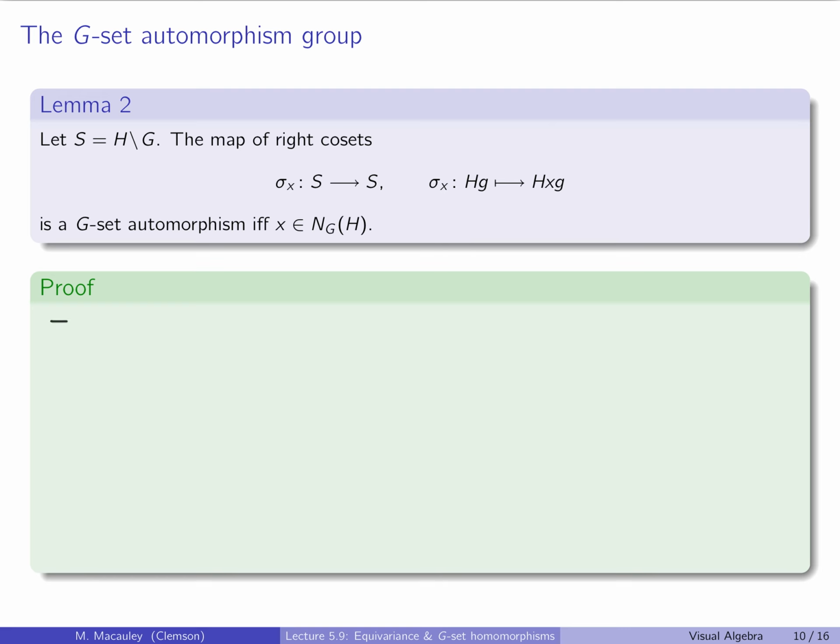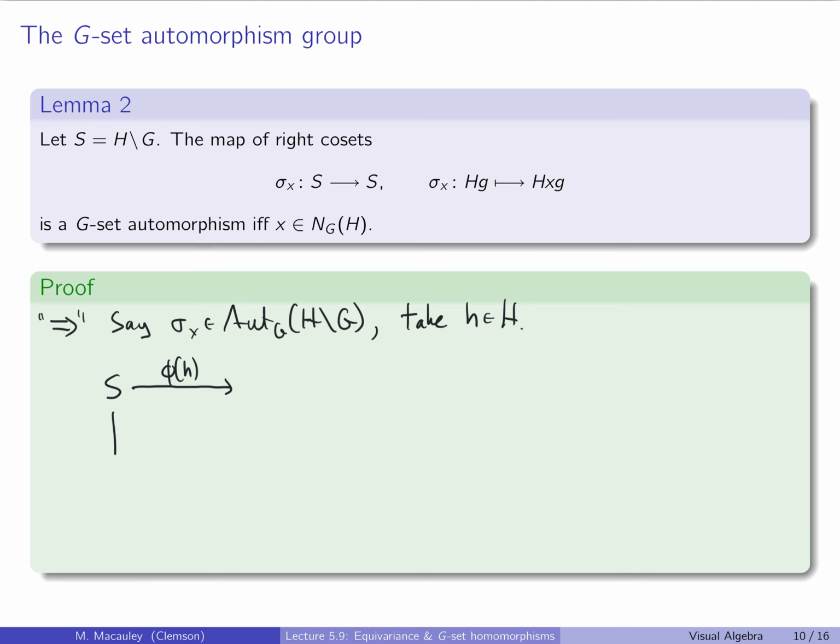So let's prove that. We'll do the forward direction first. So let's assume that sigma x is a G-set automorphism. We'll show that x is in the normalizer. So let's say that sigma x is indeed a G-set automorphism of the right cosets of H. And let's take some element little h in the subgroup H. Now, because this is a G-set isomorphism, it commutes with the action. So let's compare.